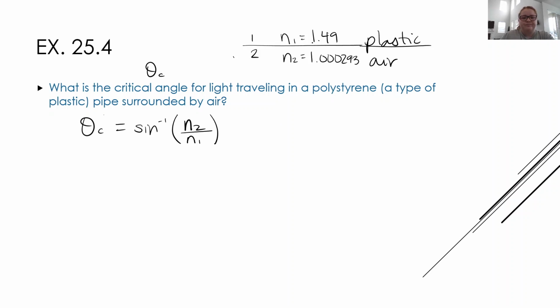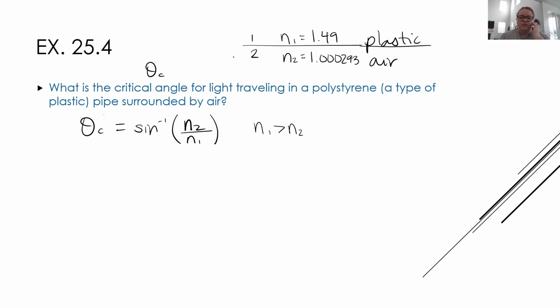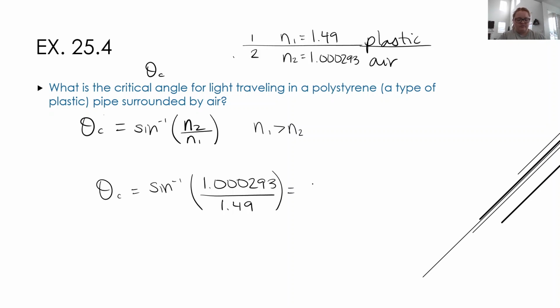Okay, so we need to confirm that N1 is greater than N2, right? That is our condition here. So is N1 greater than N2? Yes, it is. So we can go ahead and use this equation. So theta c is equal to sine inverse of N2, which is 1.000293 divided by N1, which is 1.49. And let's see what that critical angle is.